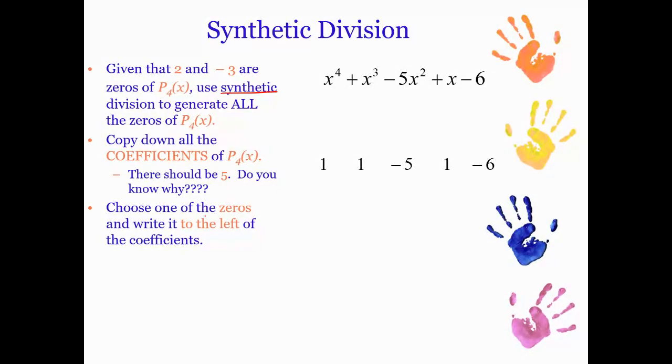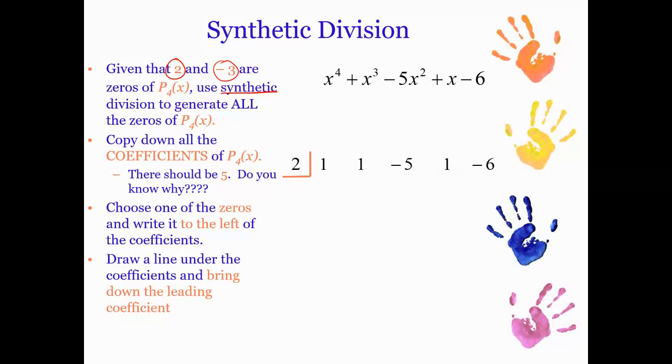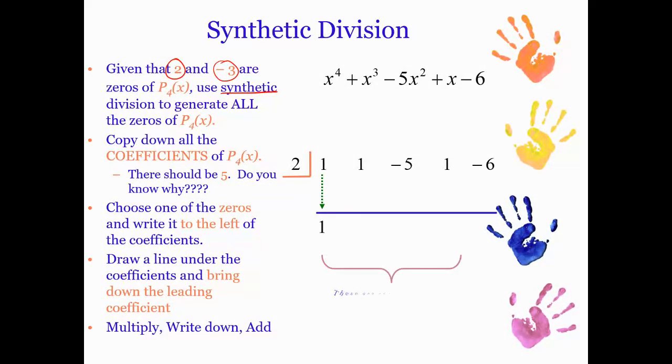Choose one of the zeros and write it to the left of the coefficients. So my two zeros, if we back up, were 2 and negative 3. You can pick either one. Okay, I'm going to pick 2. Draw a line under the coefficients and bring down the leading coefficient. So that 1 is going to come down. Multiply, write down, add.